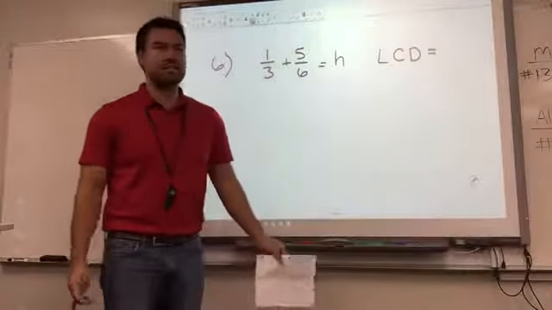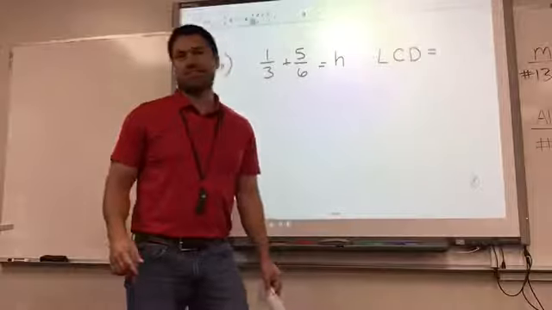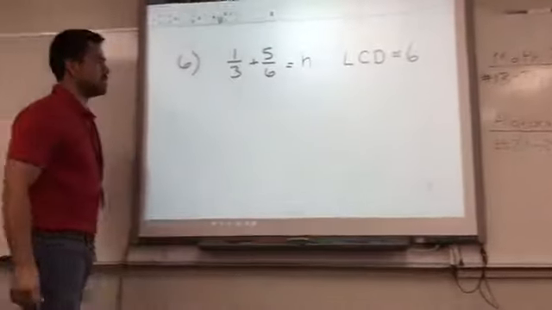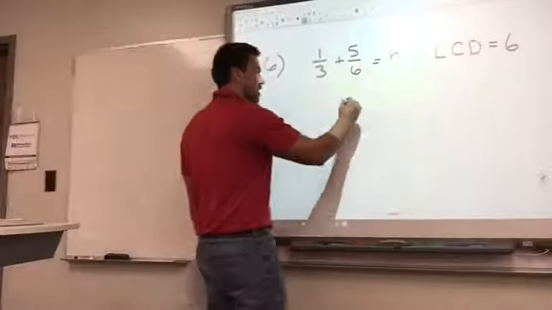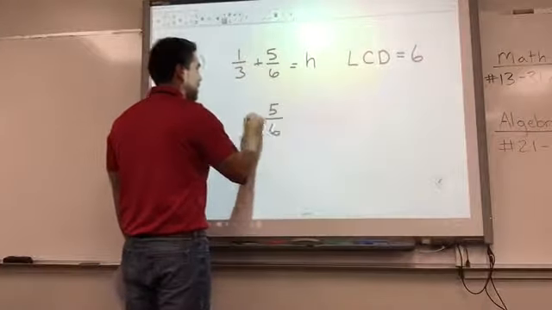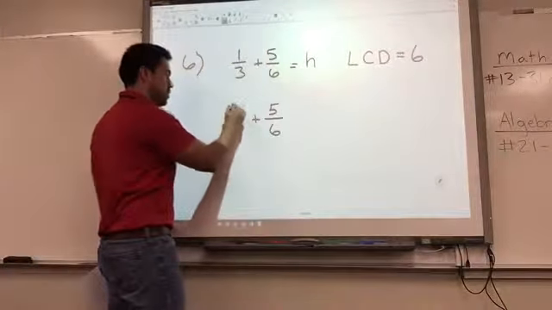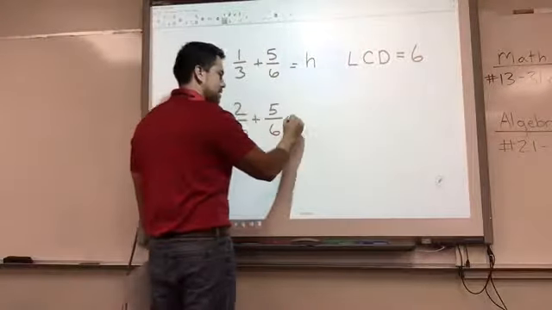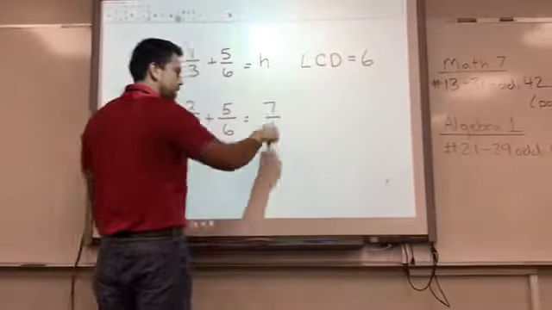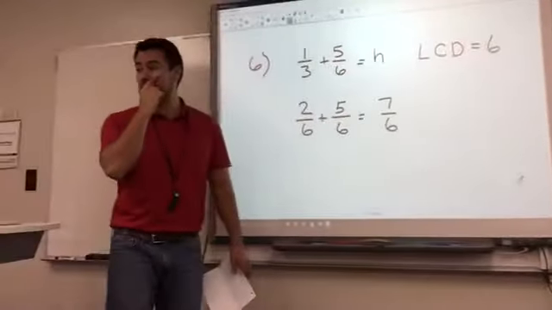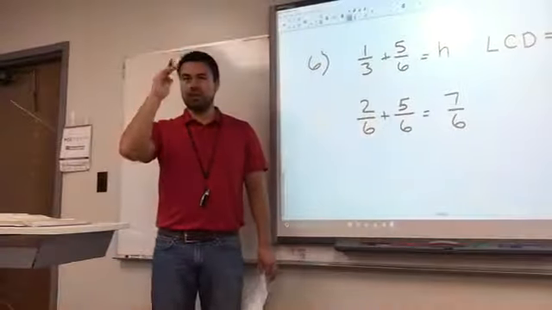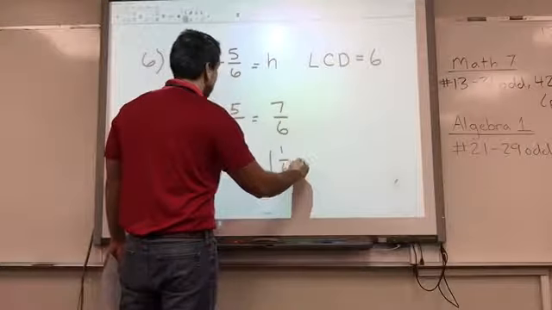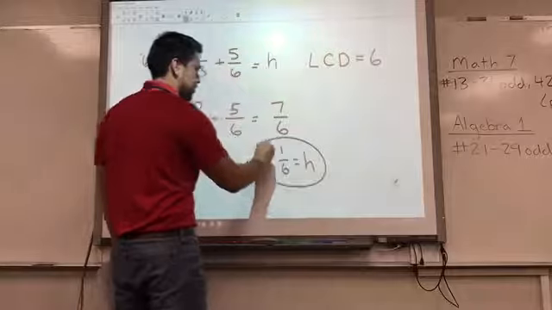All right, what's the LCD, somebody? Jack? 6. Oh, whoa. One of them already has a denominator of 6. Great. You don't have to change it. So I'm going to leave it 5/6. But what should I change 1/3 into? 2/6. So what do I get? 2/6 plus 5/6. 7/6. Is that correct? No. What do I have to do with that? And this one, I hope you can do, Marissa. 1 1/6 equals H. That's your answer.